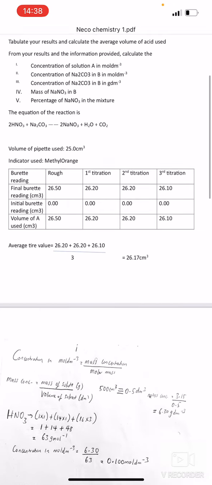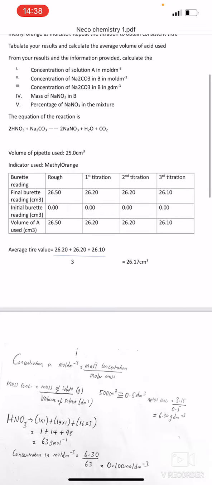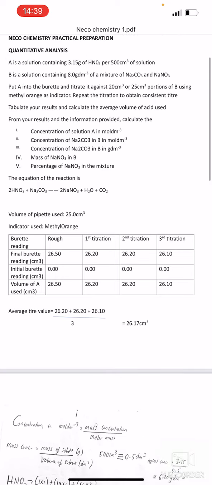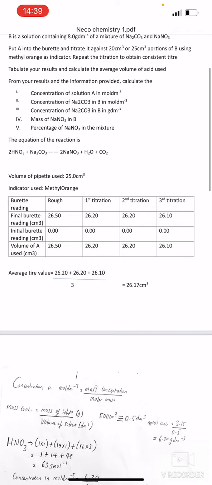Now let's look at Roman figure 2 question. Concentration of sodium carbonate in B in mole per dm³. We should know something from the nature of the question here. B contains a mixture of sodium carbonate, Na2CO3, and sodium nitrate, NaNO3. It is that Na2CO3 that is actually undergoing the reaction with HNO3. HNO3 cannot react with NaNO3. It is that sodium carbonate that is undergoing that reaction. So I hope you get that one.